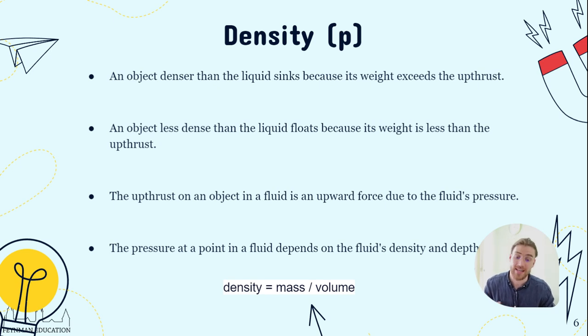So an object denser than the liquid will sink because the weight exceeds the upthrust. An object less dense is going to float. The upthrust on an object in a fluid is an upward force due to the fluid's pressure. Again, those particles are going to be hitting the bottom of that boat. That is upthrust. If you decrease the amount of space those liquid particles have to move, they're going to push up even harder. And the pressure at a point in a fluid depends on the fluid's density and the depth, as we were talking about earlier.